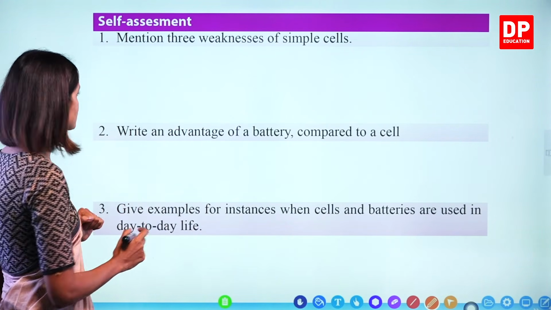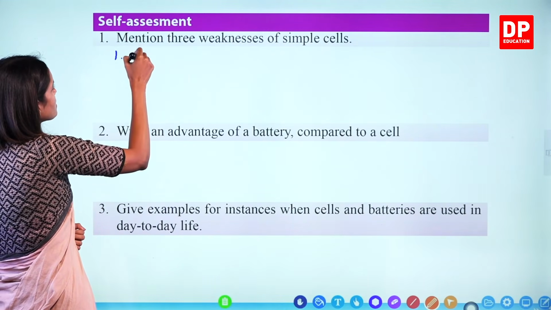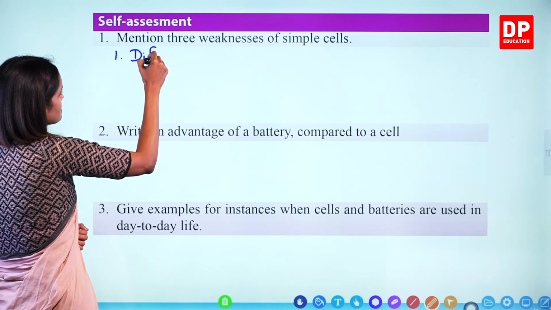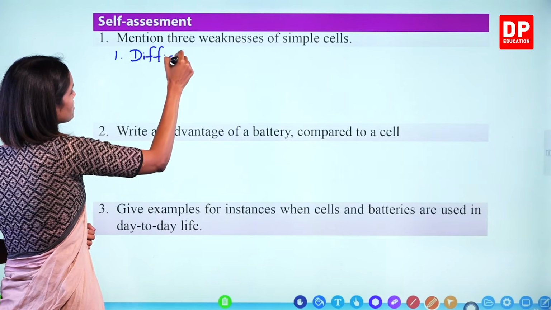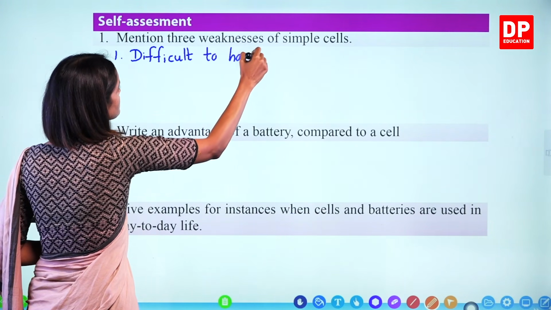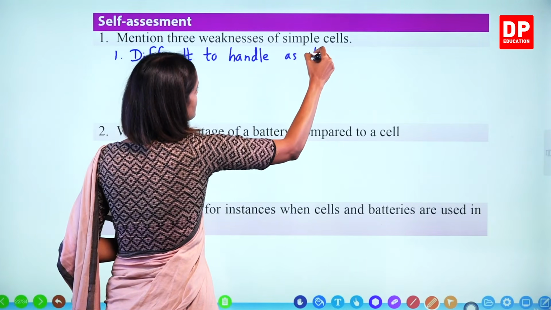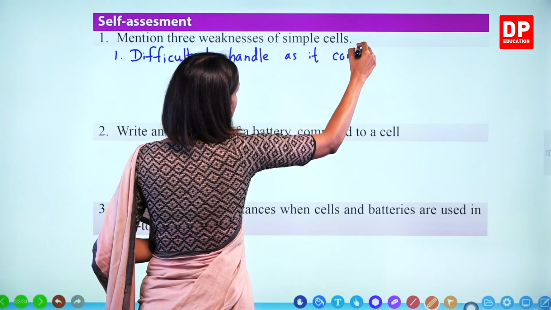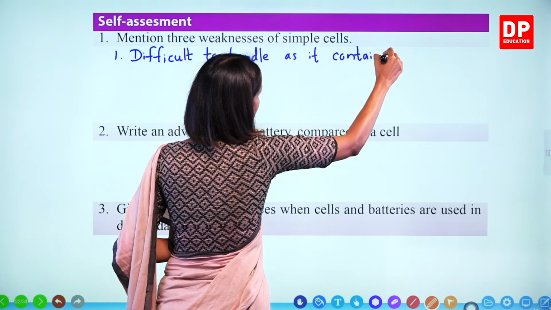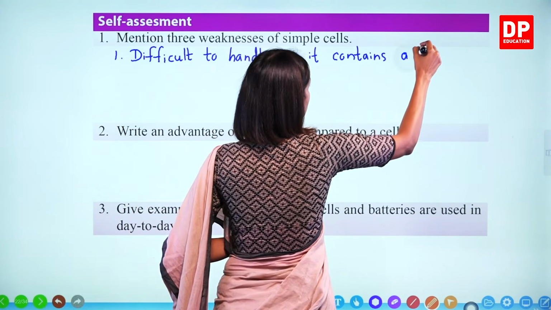So, the weaknesses. Number 1, difficult to handle as it contains a liquid.